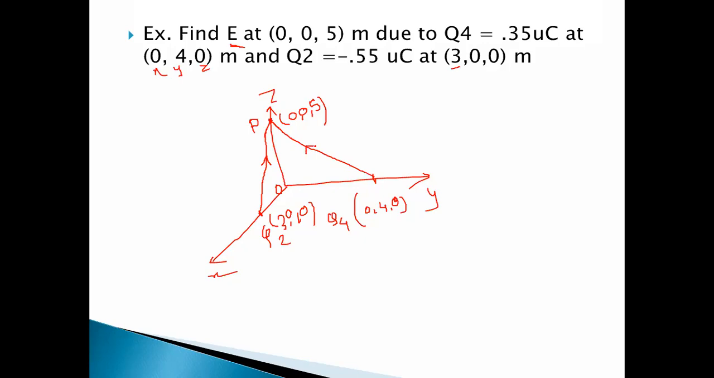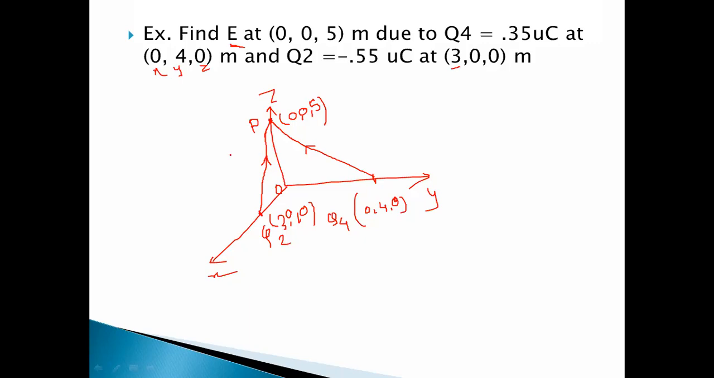Just like we have seen the force in Coulomb's law, we simply added all the forces. Likewise, here also we have to add the electric field intensities. Okay?